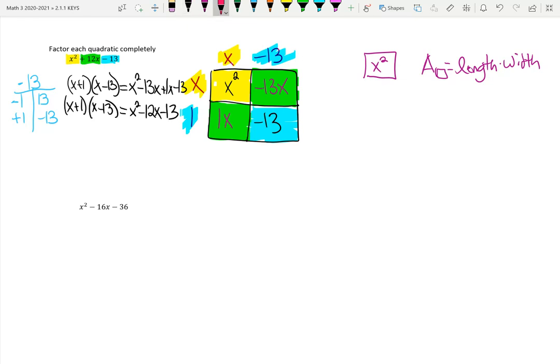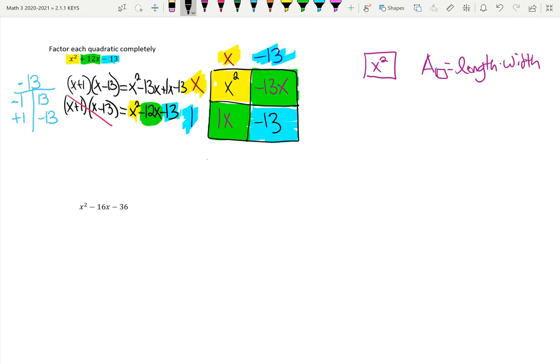So this is actually not the answer I want. This is not the expression that was listed. This does not produce it. If you look at it, x squared works, negative 13 works, but because of the way I arranged it, it does not form negative 12x. It needs to be positive 12x.